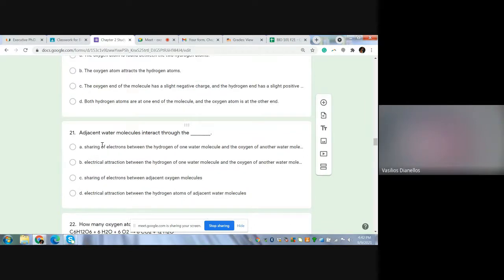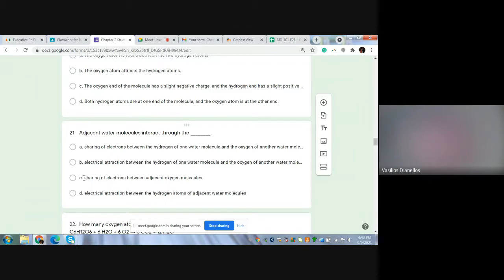Number 21 is kind of re-asking the same question that we talked about earlier. Adjacent water molecules interact through what? Earlier, we said hydrogen bonds, and that was the correct answer. But now, instead of just saying hydrogen bonds, we're looking to describe what a hydrogen bond is. It's not the sharing of electrons because that would be a molecular bond. Let's see, electrical attraction between hydrogen of one molecule and oxygen of another. Boom. So the answer is B.